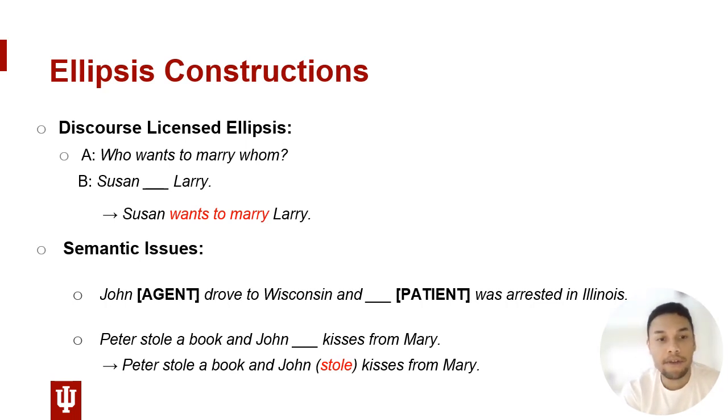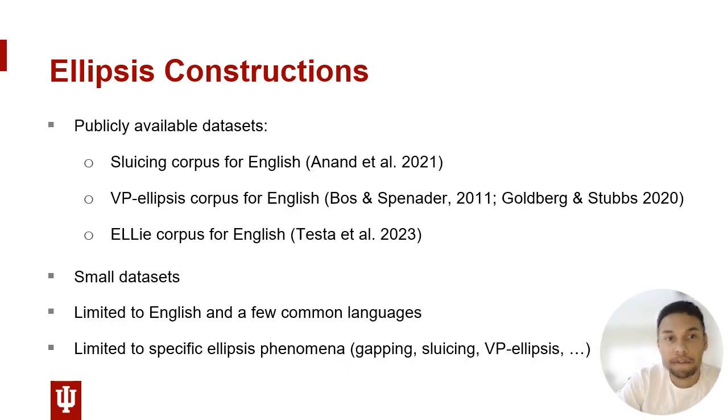And finally, another example of semantic issues that we see in ellipsis constructions is with the sentence, Peter stole a book and John kisses from Mary. Here, the reconstructed sentence is Peter stole a book and John stole kisses from Mary. And here we see that the verb steal in the first clause and in the second clause do not share the same semantic meaning. And this is one of the issues that we run into when we run this sentence through a parser.